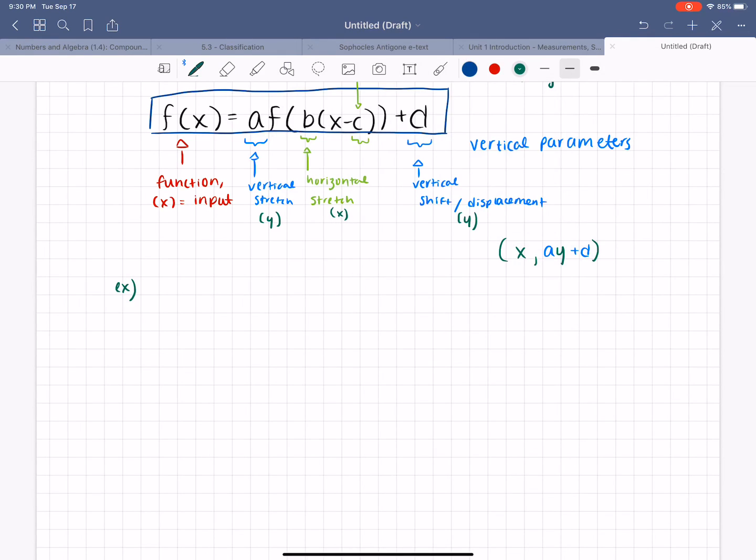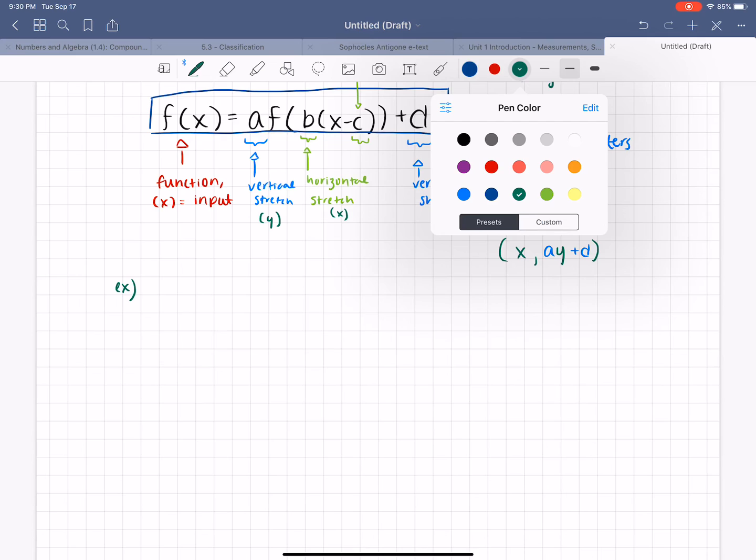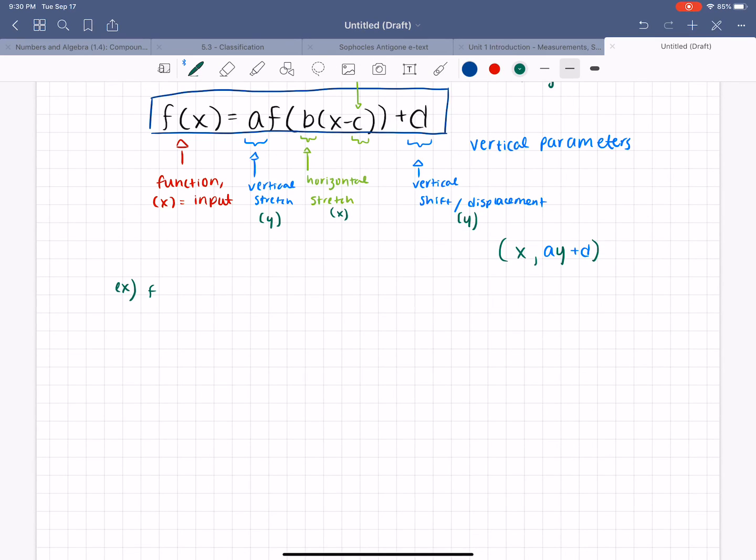Say I gave you the function f of x is equal to 3x minus 2, plus d. Let me just see. Yeah, x minus 2 squared plus d. So we're working with a parabolic function.